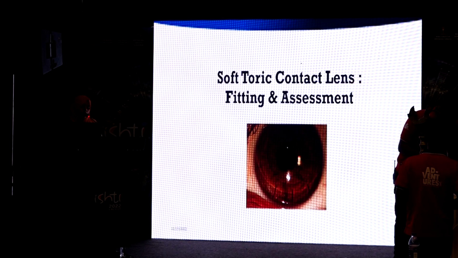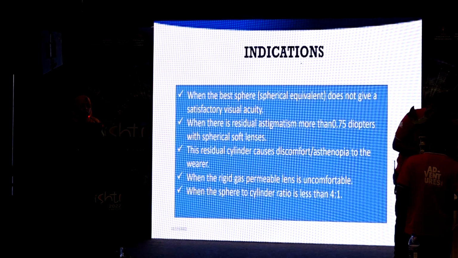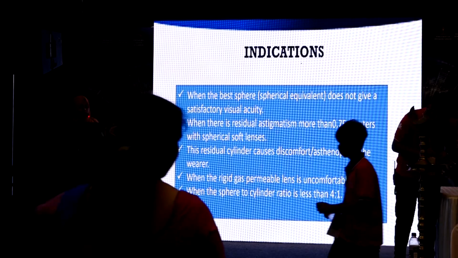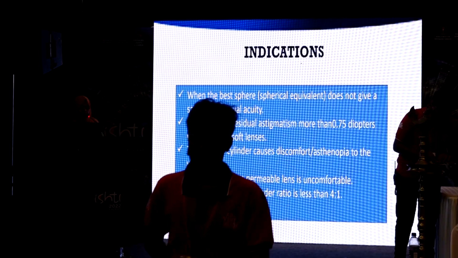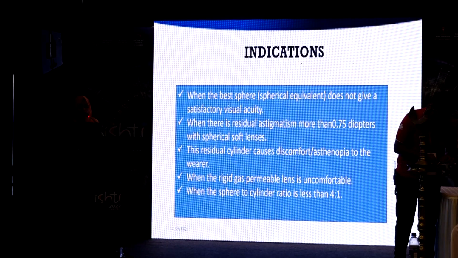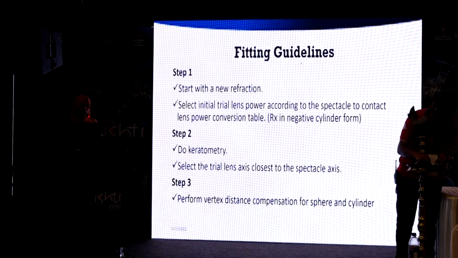Next we move on to the soft toric contact lens fitting assessment. So a soft toric contact lens is used when the best sphere does not give a satisfactory visual acuity, and when there is a residual astigmatism that is more than 0.75 diopters, and if there is a residual cylinder which causes discomfort for the patient, and also when the patient is not comfortable with the RGP, and also when the sphere to cylindrical ratio is less than 4:1.